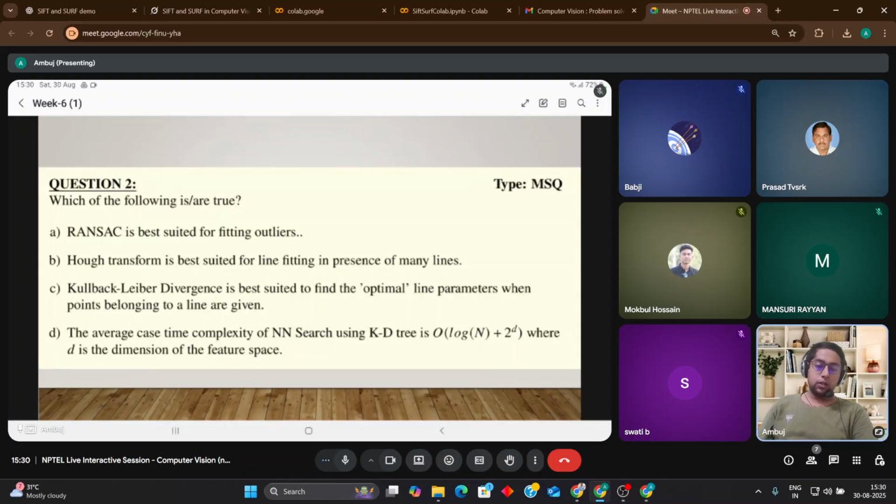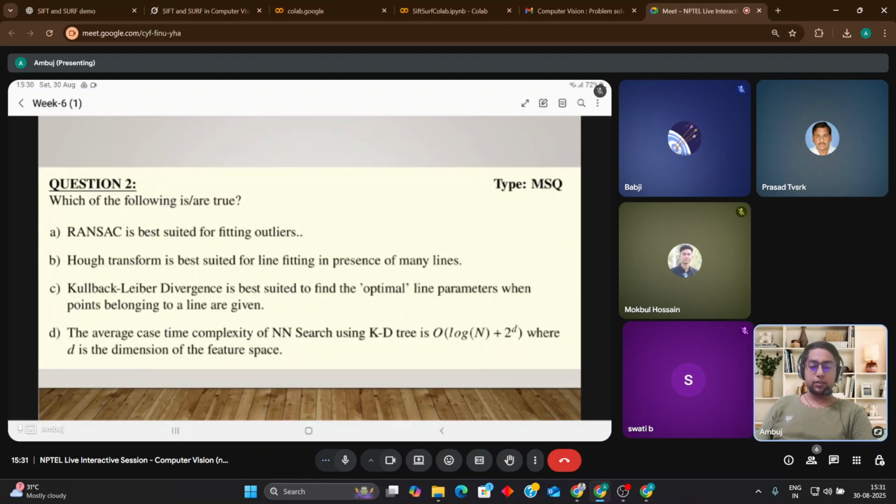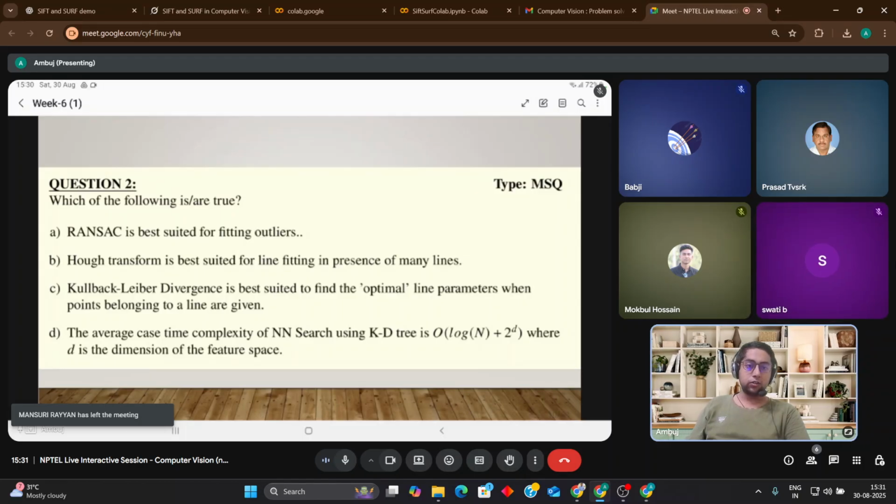Question number two. Which of the following are true? RANSAC is best suited for fitting outliers. Hough transform is best suited for line fitting in presence of many lines. Kullback-Leibler divergence is best suited to find the optimal line parameters when points belonging to the line are given.